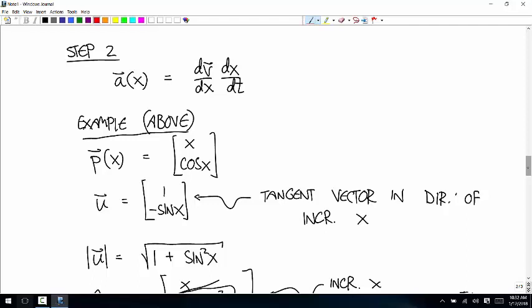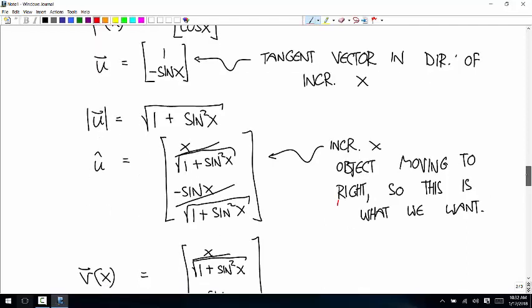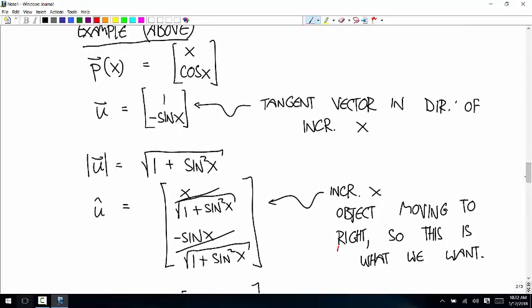Unit is x. Wouldn't that be 1 over the square root of 1 plus sine? Yes, thank you. Oh, okay. I think that's where you're going with it. Right. I see.